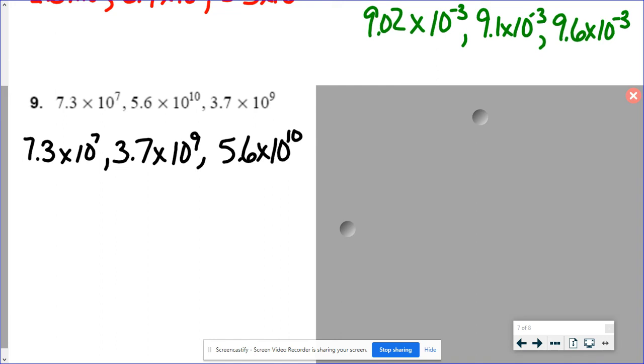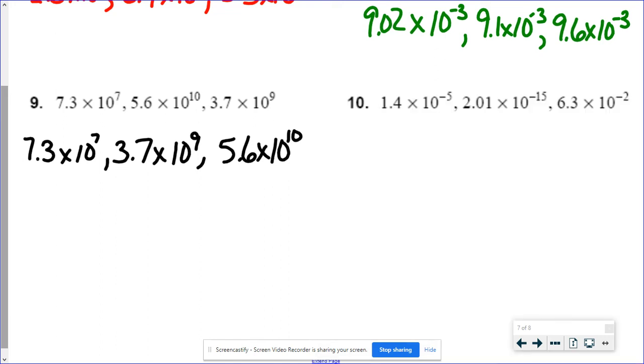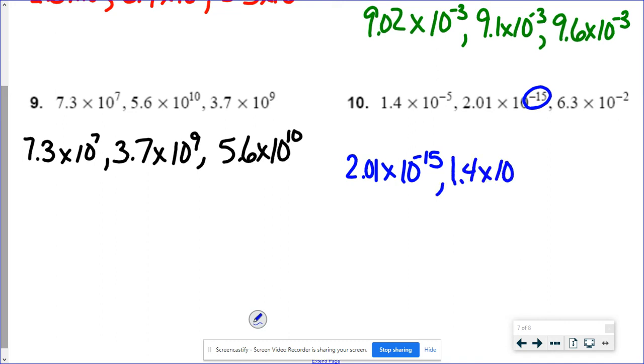And for the last problem, different exponents again. The smaller the exponent, the smaller the number. So clearly, this one with a negative 15 for an exponent, that is way small. So 2.01 times 10 to the negative 15th would be first. And then negative 5 is smaller than negative 2. So I would have 1.4 times 10 to the negative 5th. And the last one is going to be 6.3 times 10 to the negative 2.